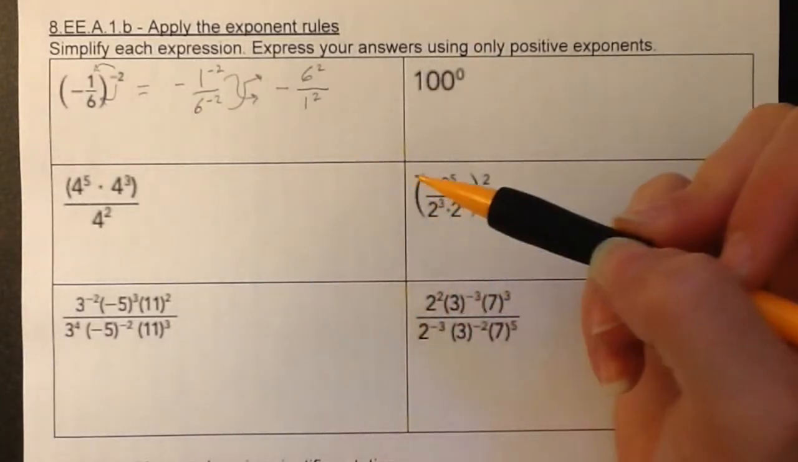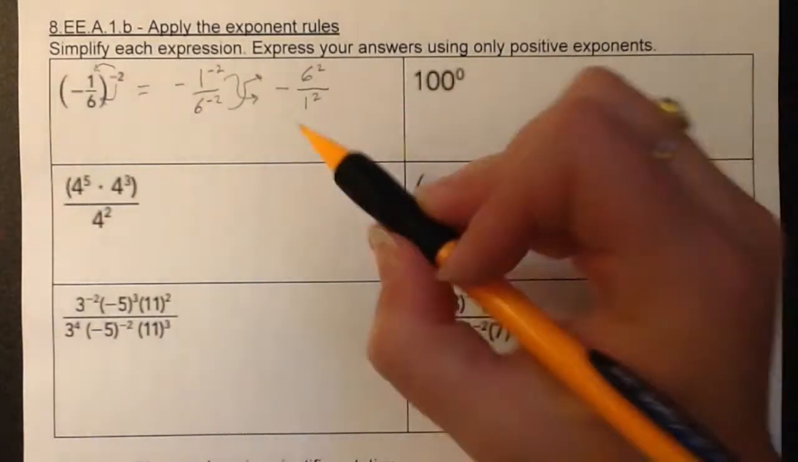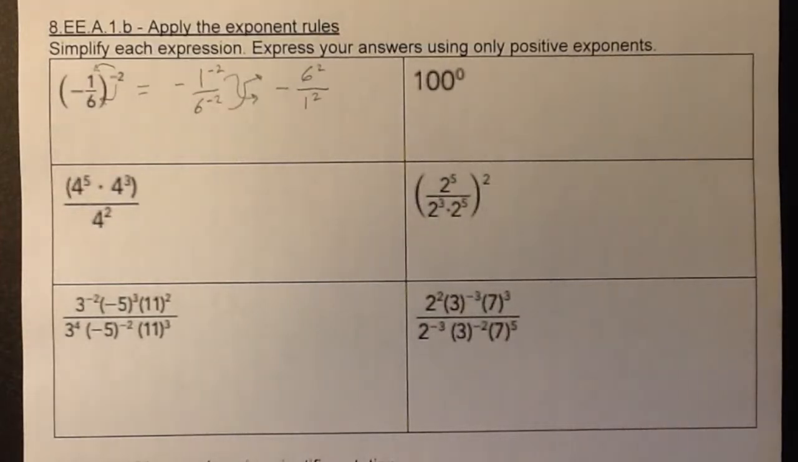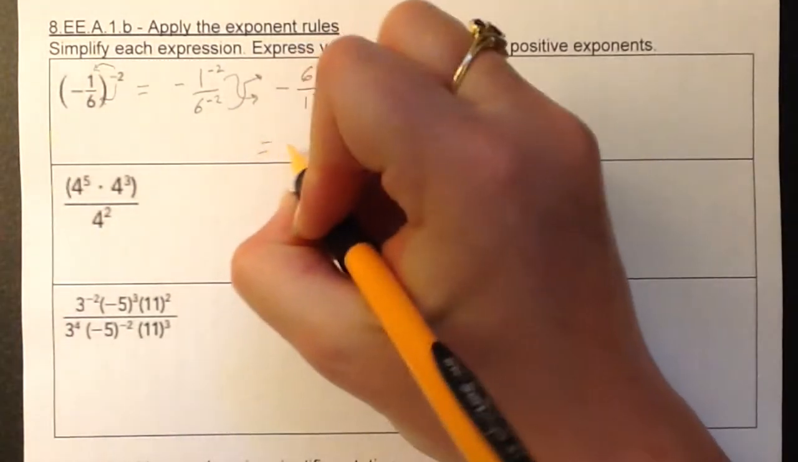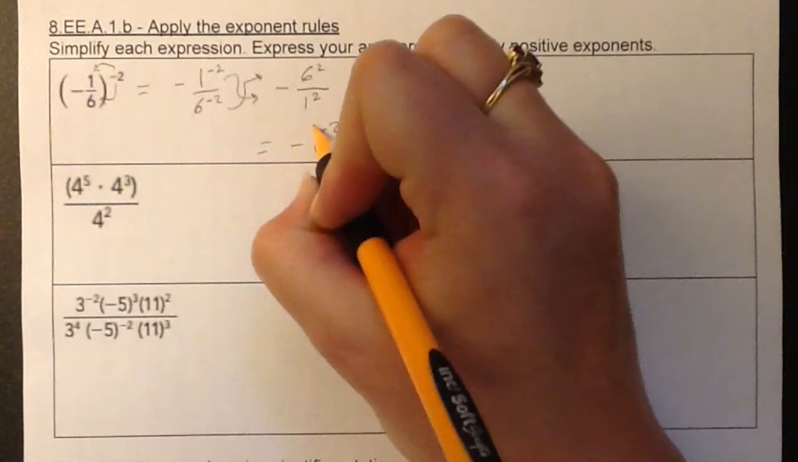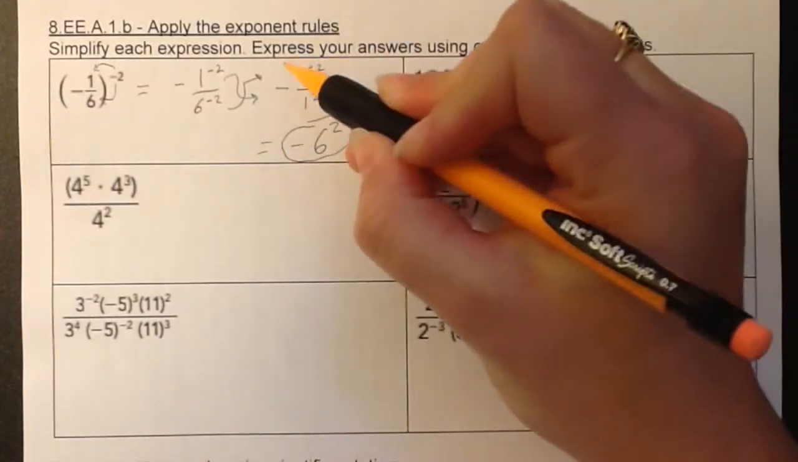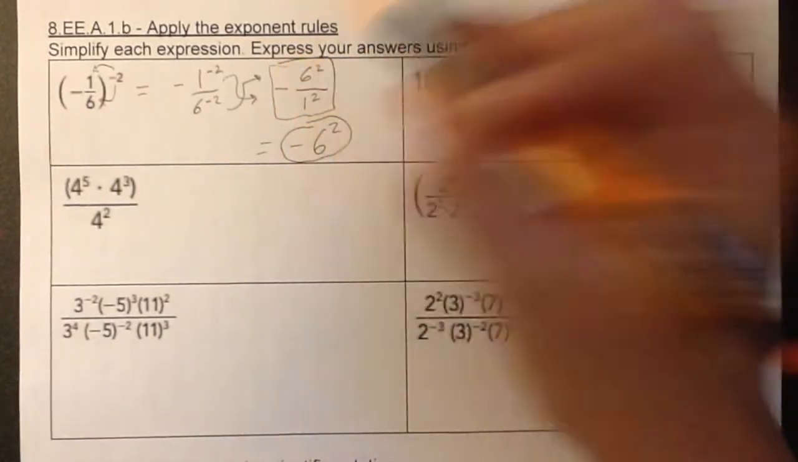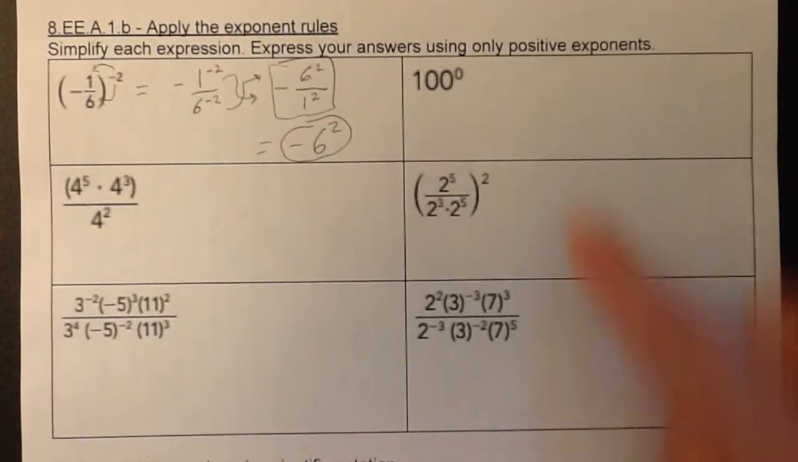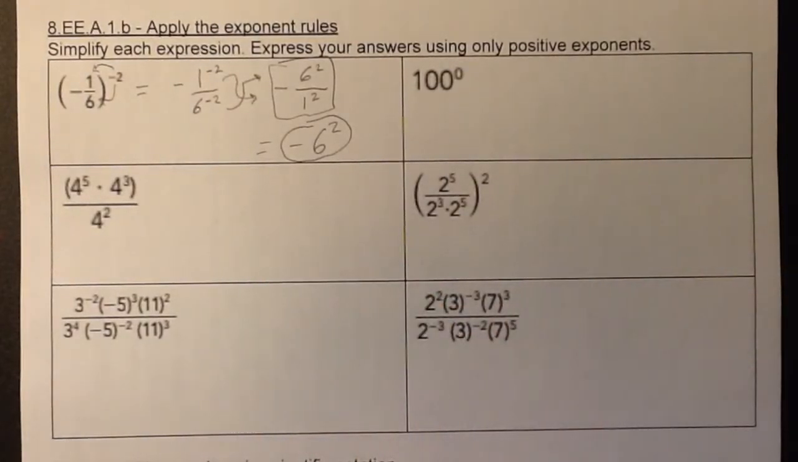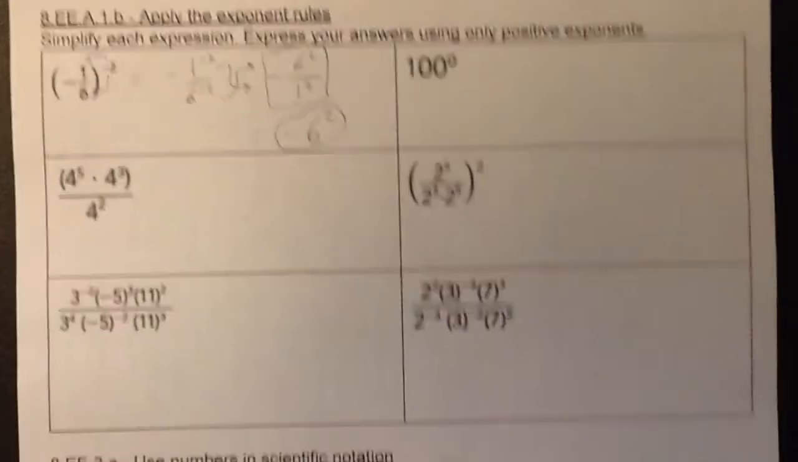If you wanted to dwindle it down a little bit more, we know that 1 squared is just 1. So really, overall, this would be a -6 squared. But again, I would have accepted this one as well. Okay, so go ahead and go through and you're trying to get them as simple as possible. So combining each base together and making sure you're leaving your exponents as positive.